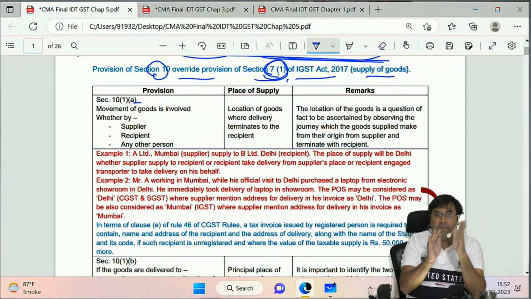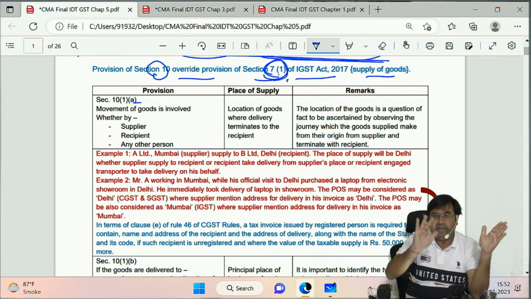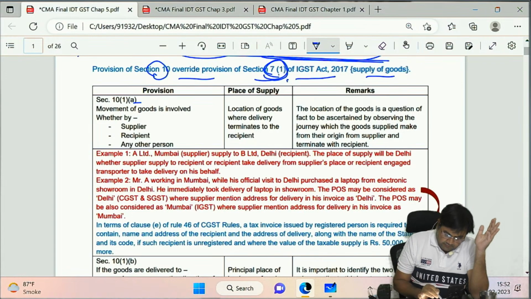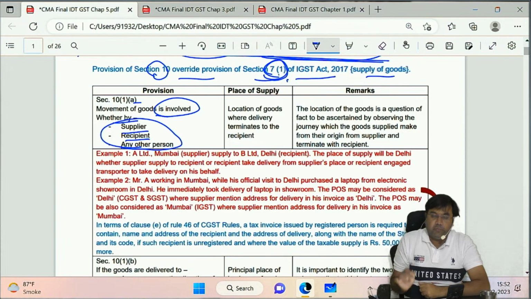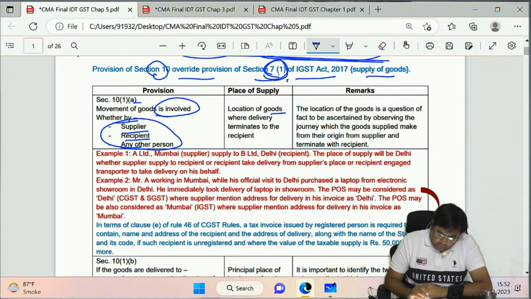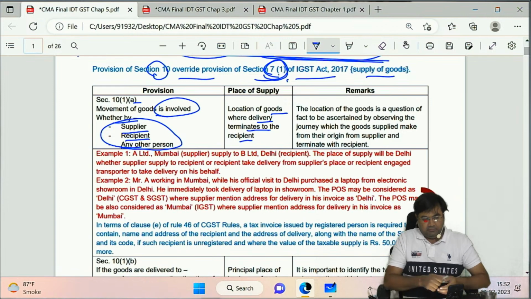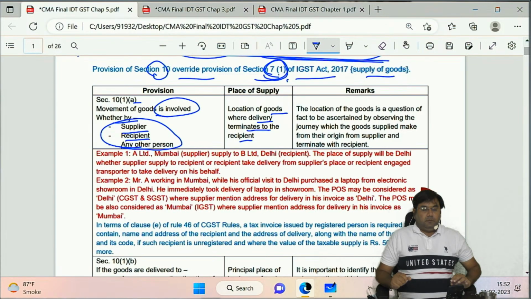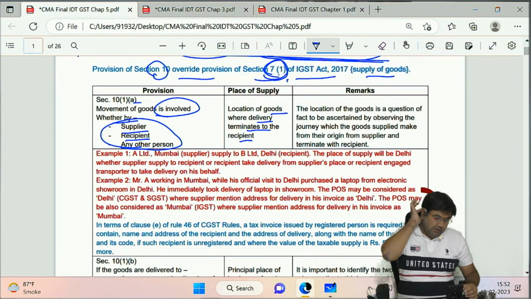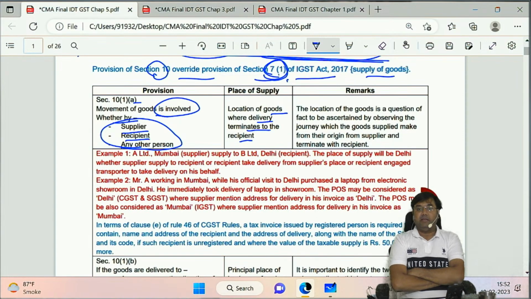If there is a movement of goods, and the movement can be done by the supplier, the recipient, or any other person, then what is going to be the place of supply? The location of goods where delivery terminates to the recipient. Okay, so let me take an example. Let's discuss, there is a movement of goods.